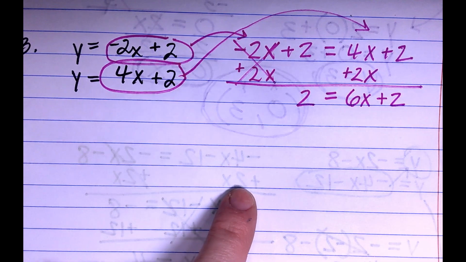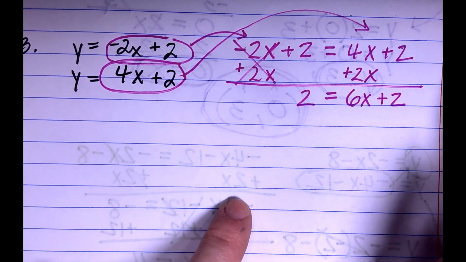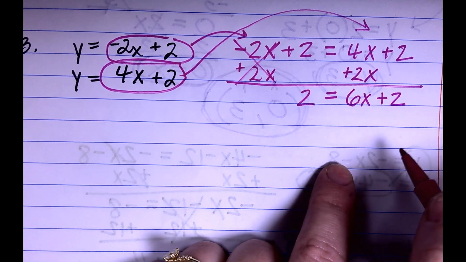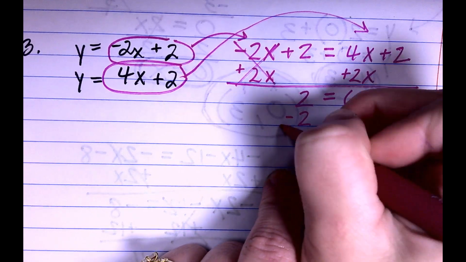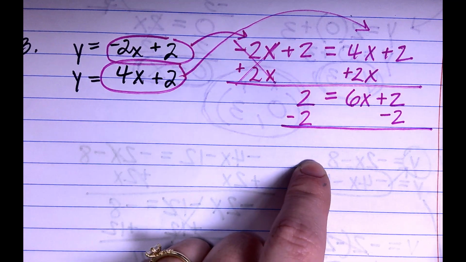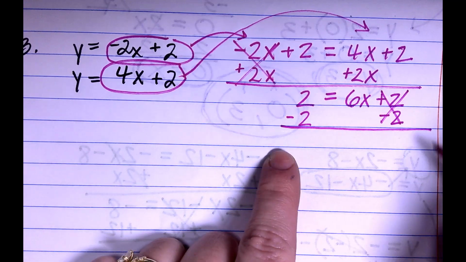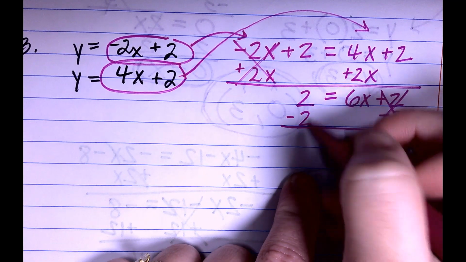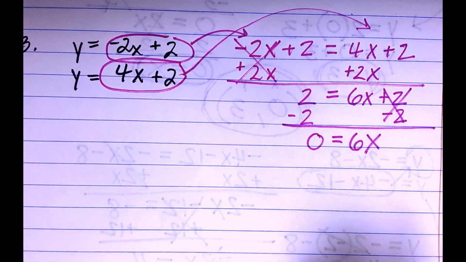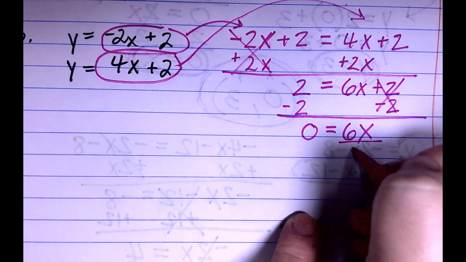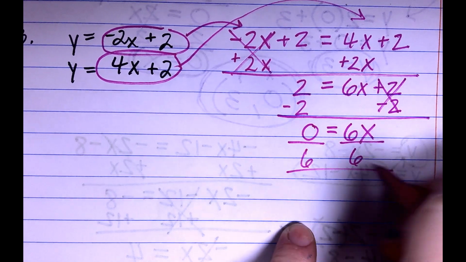All right. What's next? Take away 2 from both. Good. Take away 2 from both sides, which will cancel out the 2. That'll cancel. 6x. Yes. 0 equals 6x. Divide by 6.